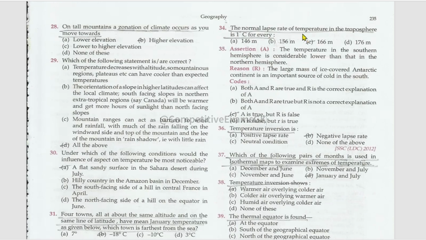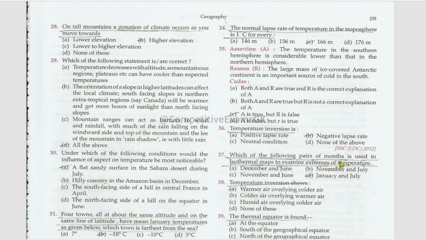The normal lapse rate of temperature in the troposphere is 1 degree Celsius for every 165 meters. This is the repeated question. Next, assertion and reason. The temperature in the southern hemisphere is considerably lower than that in the northern hemisphere. True. The large mass of ice-covered Antarctic continent is an important source of cold in the south. No, false. Assertion is the right statement. Temperature inversion is negative lapse rate.